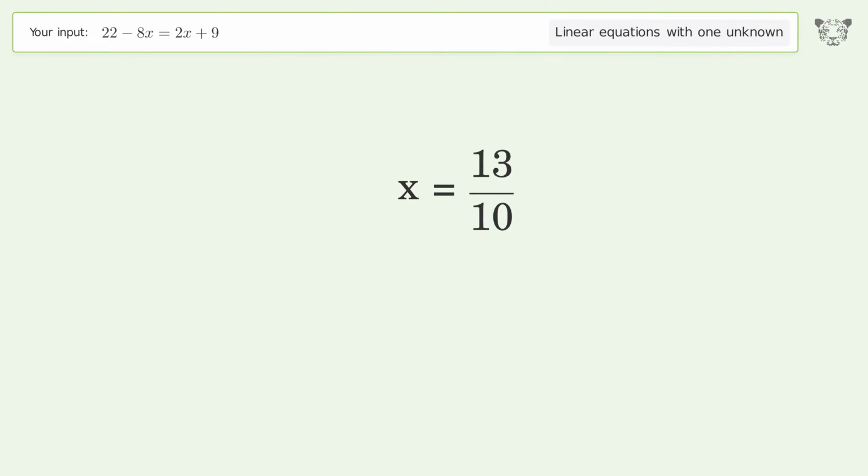And so the final result is x equals 13/10.